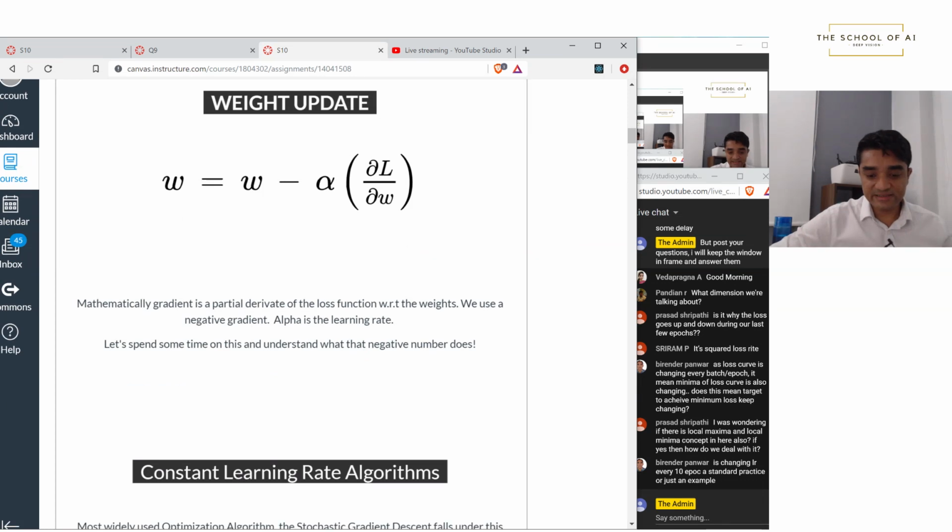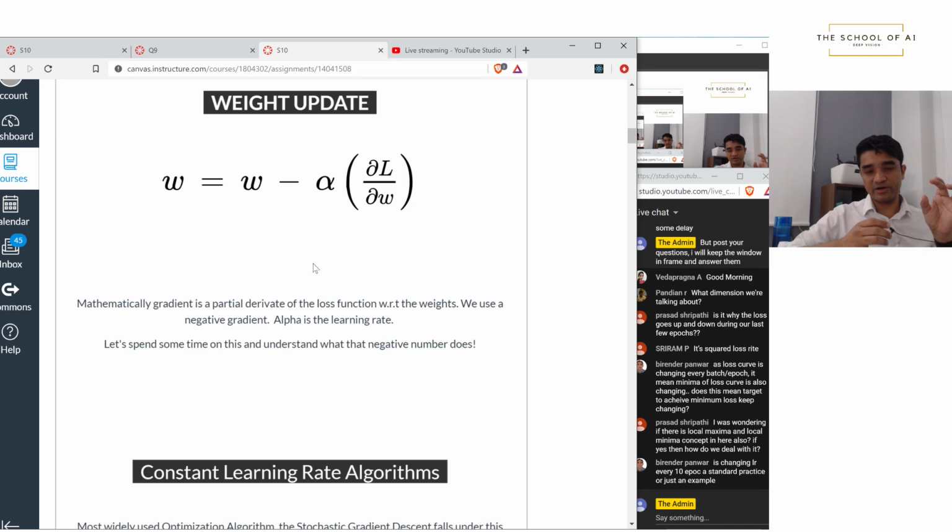Okay. Mathematically, gradient is a partial derivative of the loss function with respect to the weight. That is what we're seeing. We use the negative gradient because we want to do exactly the opposite of how our relationship between the loss and the weight is right now. I'd like you to think about that because I just drew that equation and showed it to you. But I want you to realize this: if my weight is increasing and my loss is reducing, that's a good thing. I want to keep on doing that.